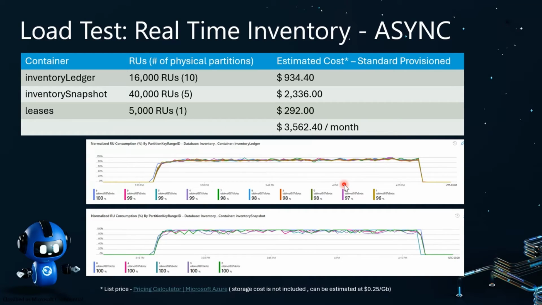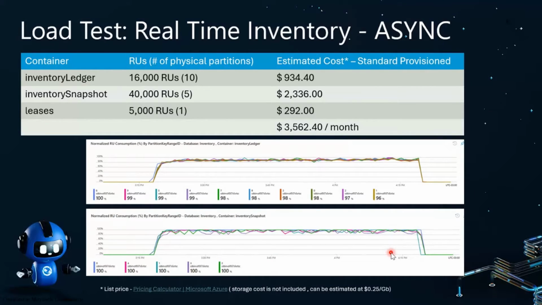And you can see that, from our RU perspective, those containers are fairly small. It's 16,000 RUs for ledger, 40,000 for snapshot, and 5,000 for leases. And you can see the 2 screenshots at the bottom showing the per partition normalized RU percentage usage and, more importantly, the RU distribution across multiple partitions. As we scale out our ledger and snapshot containers, we are able to scale out our work in a fairly distributed manner, to show that we can continue to scale out and achieve near linear scalability for the workload if we need to scale more.